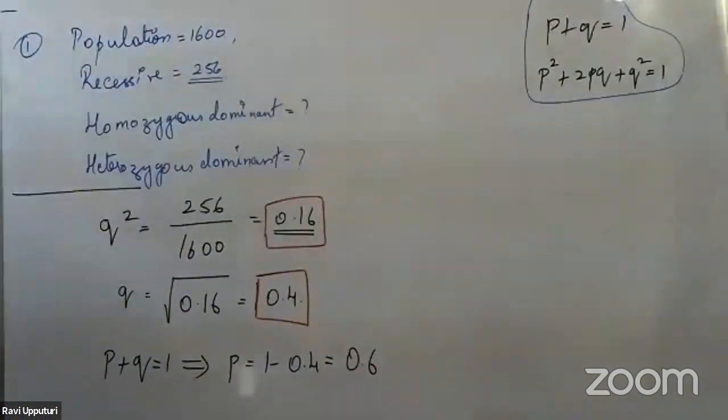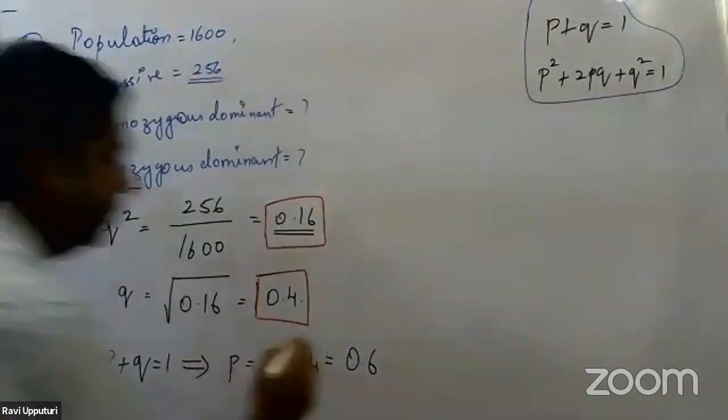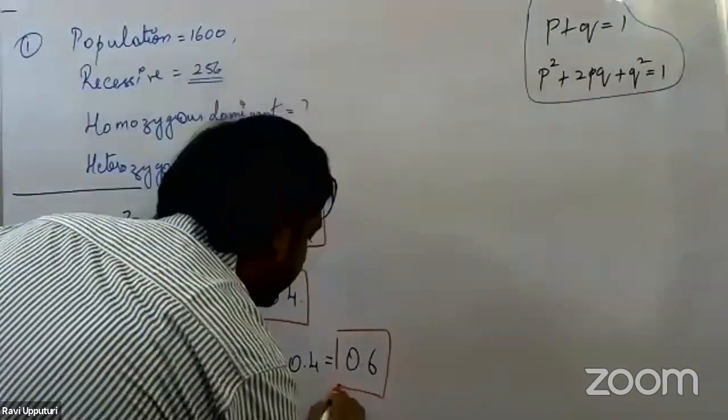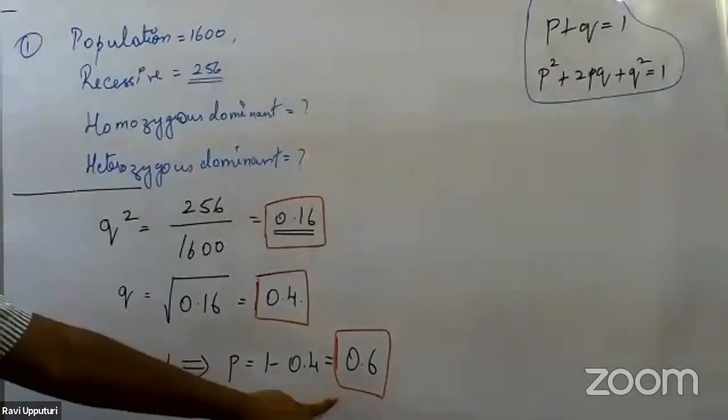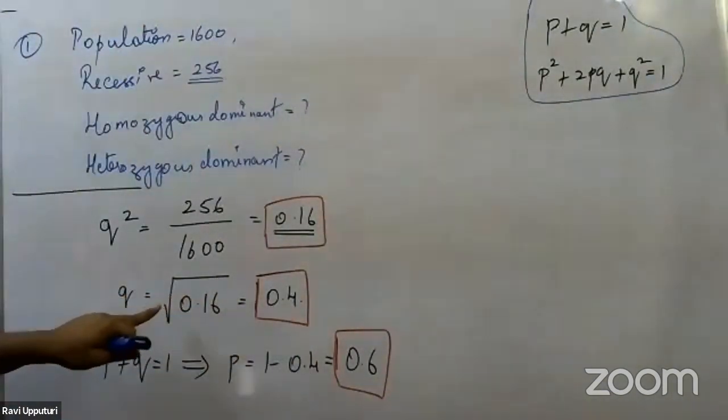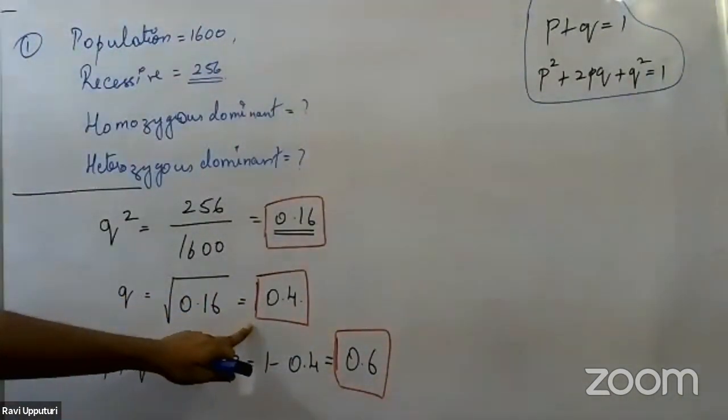So this is our P value, right? So the P value is 0.6. That is, the frequency of the dominant allele is 0.6. The frequency of the recessive allele is 0.4.